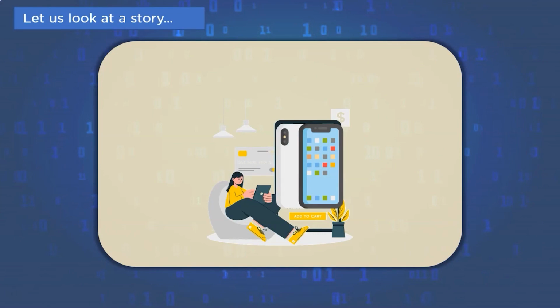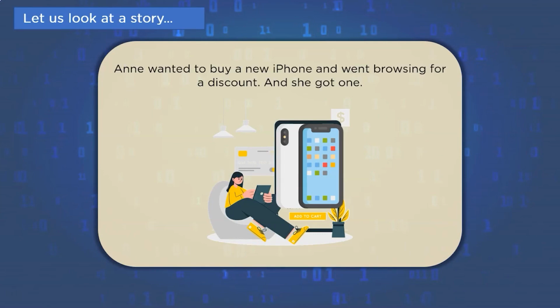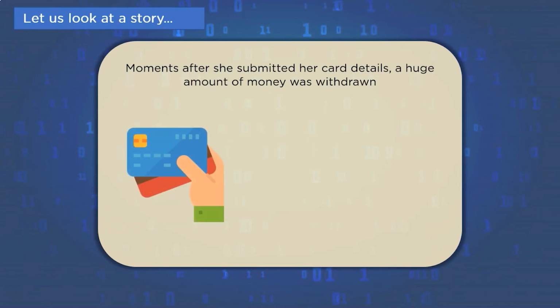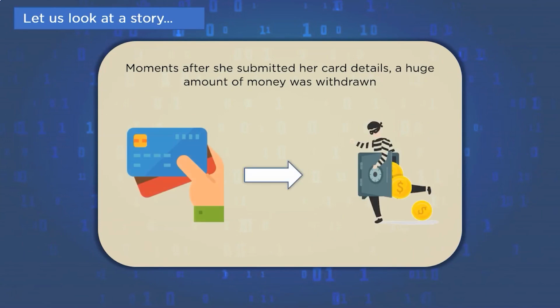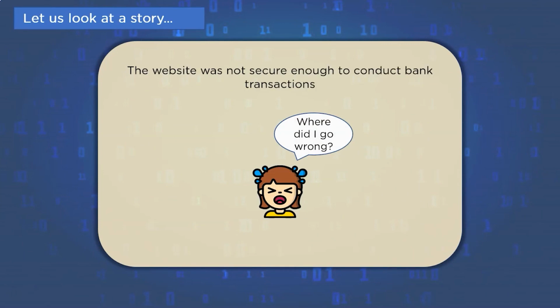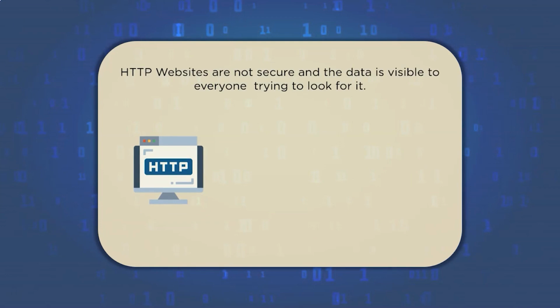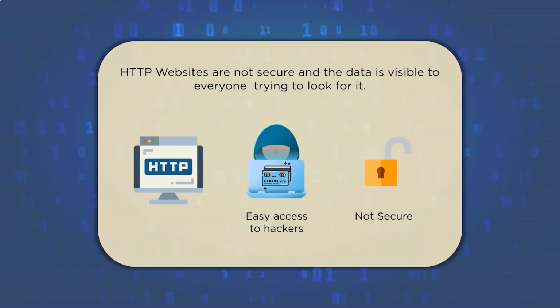Meet Anne. Anne wanted to look for a decent discount on the latest iPhone. She started searching on the internet and found a rather shady website that offered a 50% discount on the first purchase. Once Anne submitted her payment details, a huge chunk of money was withdrawn from her bank account just moments after. Devastated, Anne quickly realized she had failed to notice that the website was an HTTP web page instead of an HTTPS one. The payment information submitted was not encrypted and it was visible to anyone keeping an eye, including the website owner and hackers.